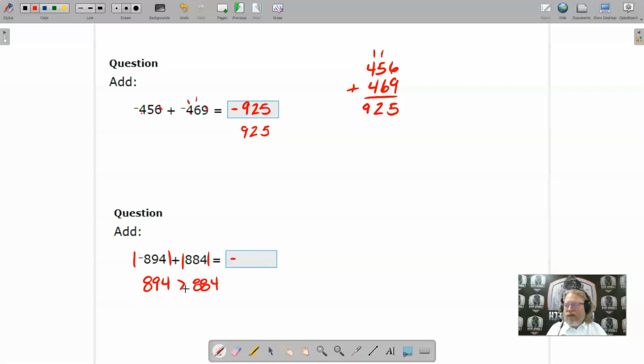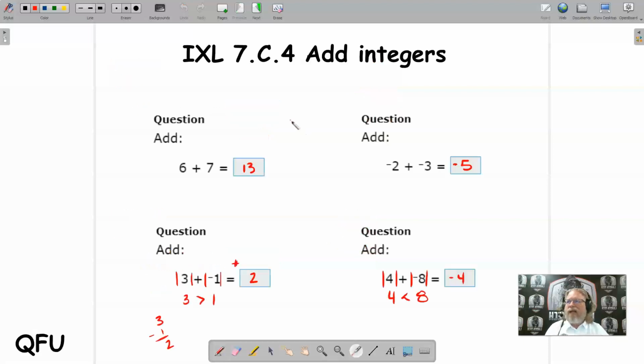Well, hopefully you're seeing those are only 10 apart, right? 884 plus 10 is 894. Those are only 10 apart. We could have stacked them. 894 minus 884. And we would have had 4 minus 4 is 0. 9 minus 8 is 1. 8 minus 8 is 0. And get 10. And remember, the sign is negative because the absolute value of negative 894 is greater than the absolute value of positive 884. So there are all of my examples for IXL 7.C.4, adding integers, and good luck with your activity.